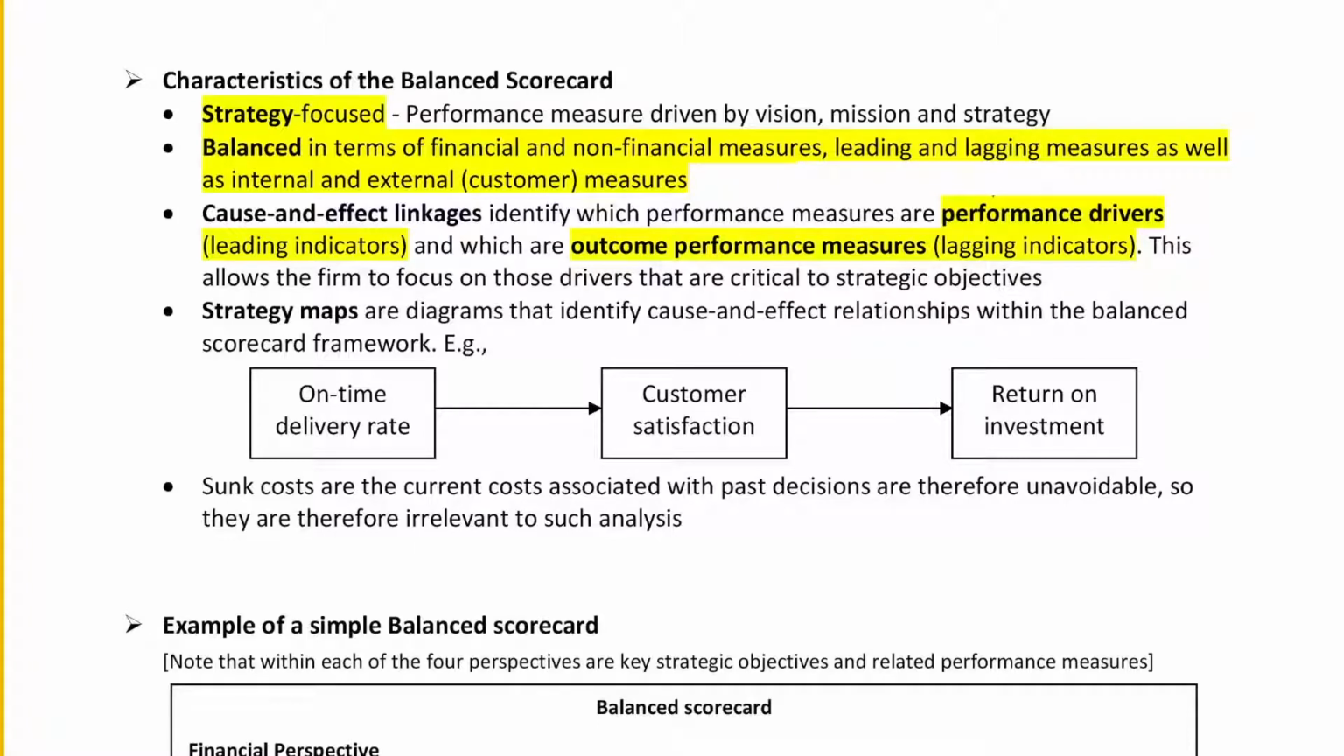On the previous sub-bullet, where we had leading and lagging measures, draw a bracket around that and point downwards. The leading measures, leading indicators, they are performance drivers. The lagging indicators, they help us measure whether a good job has been done. So they are outcome performance measures. Next, highlight strategy maps are diagrams that identify cause and effect relationships within the balanced scorecard framework.